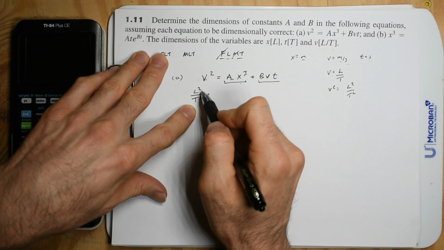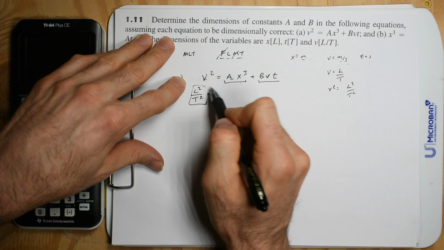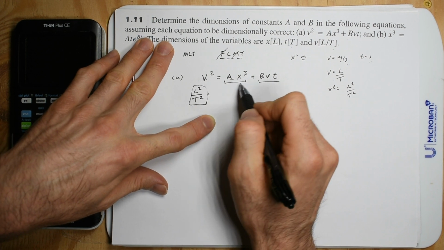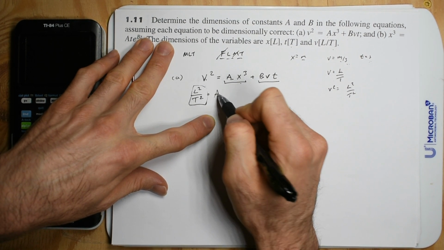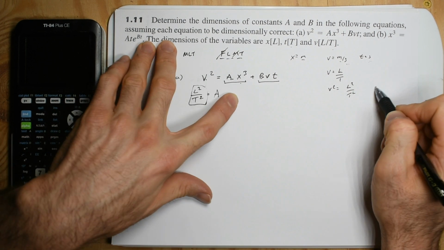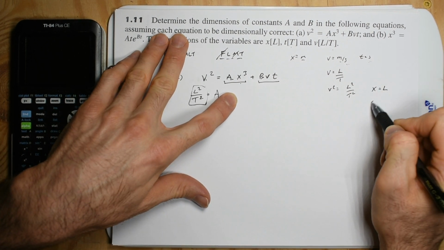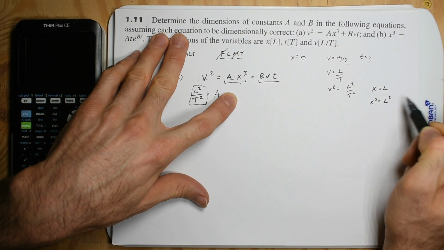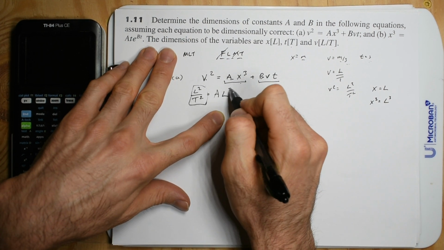This side is going to equal this side, and we can just do one of them. So we can put the a here, and then x is equal to L, and x cubed is equal to L cubed. Perfect. So we have L cubed.